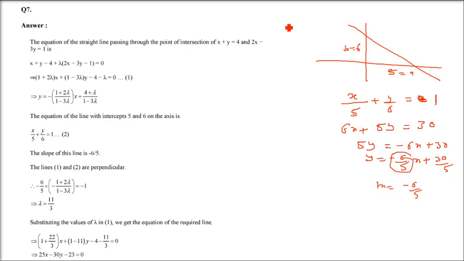This is the slope of the line making the axis intercepts. The line passing through the intersection is perpendicular to this line. The slope of the perpendicular line will be minus 1 by the slope of this line, so minus 1 by minus 6 by 5. So 5 by 6 is the slope of the line which is perpendicular to this line, which we are interested in. So what is the way?